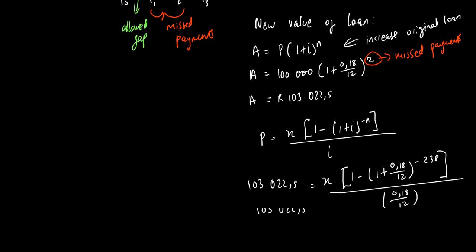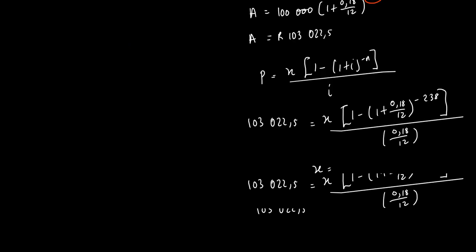Now if we solve for x there, your answer is going to be 1,591.35. This will be the monthly payment. That's how much you'll be paying per month. And how has her missing payments affected this loan? The loan has increased, which means the monthly payments have also increased, because she must still settle the loan within the agreed number of payments.